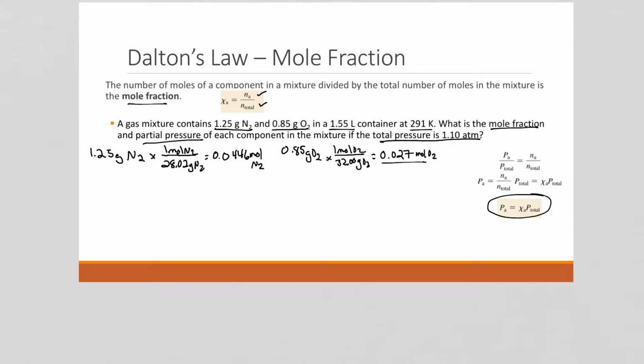And so I have moles, I have moles. So the first thing I want to figure out is the total moles. The total moles is simply 0.0446 moles N2 plus 0.027 moles O2 equals 0.0716. Now I can go out 3 decimal places based on my addition, so that's going to round to 0.072 moles for my total moles.